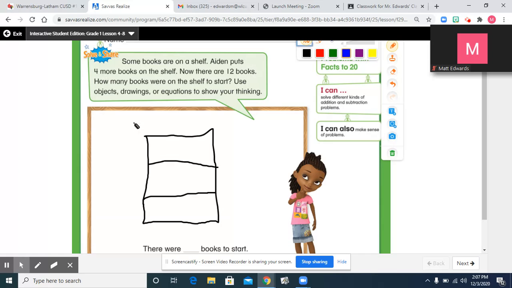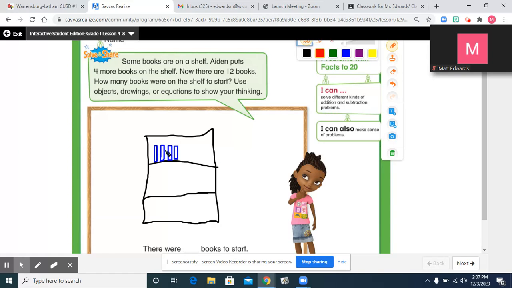Okay, so let's put the 4 books on there that Aiden put, because it says Aiden puts 4 more books on there. Now you can be using different colors so you don't get your books mixed up. Then it says there are 12 books on there now. That's after he added 4 more. So here's 4. What we need to do is keep adding more books until we get to 12 books in all. Then we'll know how many books he started with. Make sure that you use a different color so that you don't get your books mixed up.